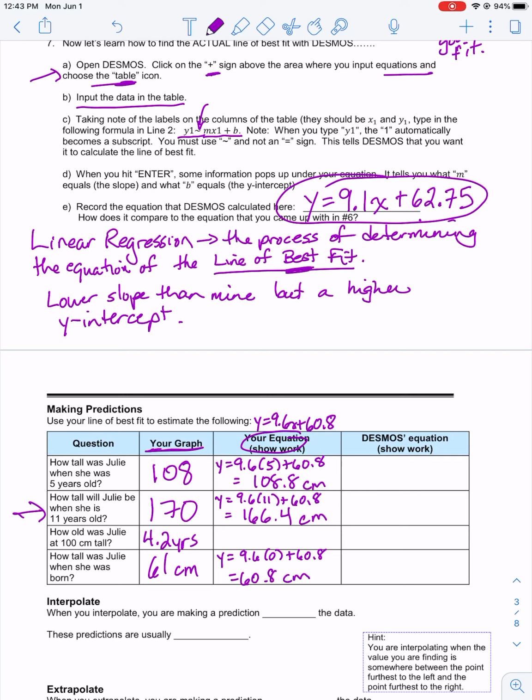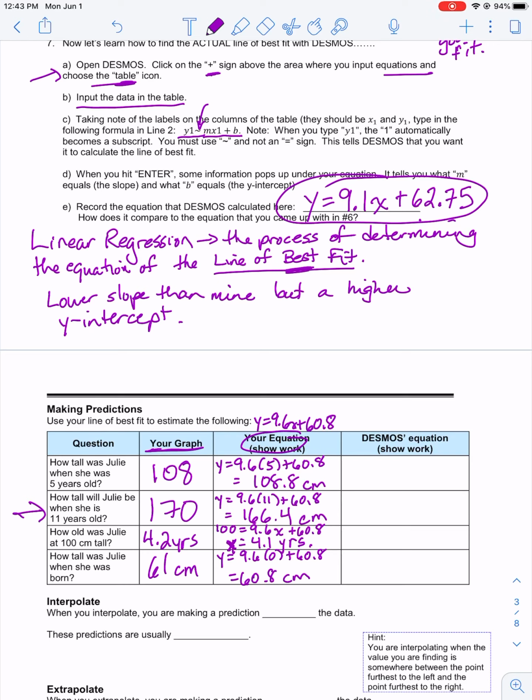Now, how old was Julie at 100 centimeters? Well, the 100 centimeters is the y, so 100 equals 9.6x plus 60.8. So with equation solving techniques, I've got to bring the 60.8 over to the other side. I don't really have enough room here, so I'm going to take the 100 and subtract 60.8. That would equal 39.2, and then divide that by 9.6. And x would equal about 4.1 years old.